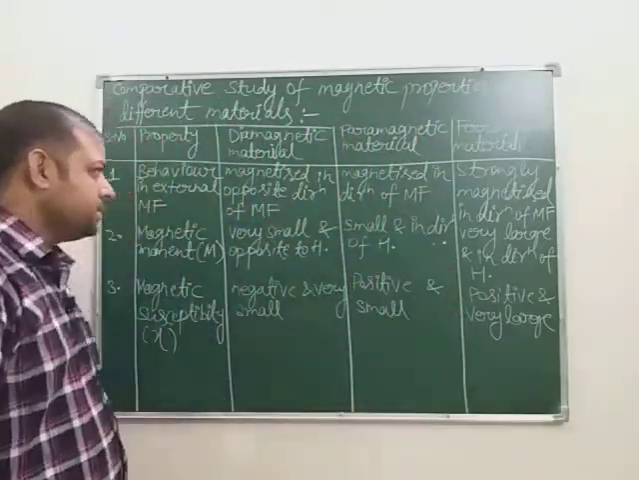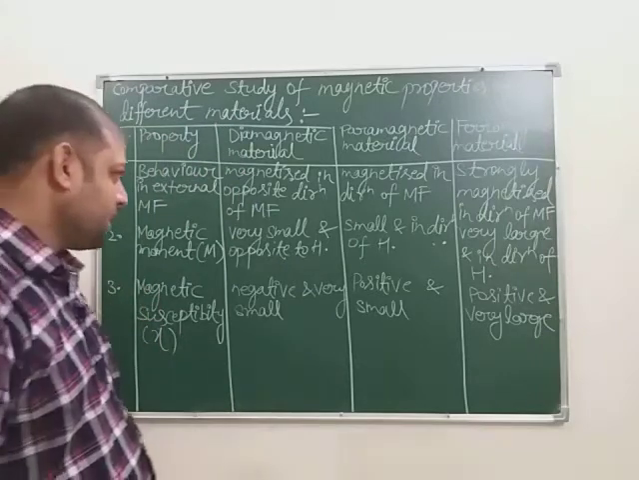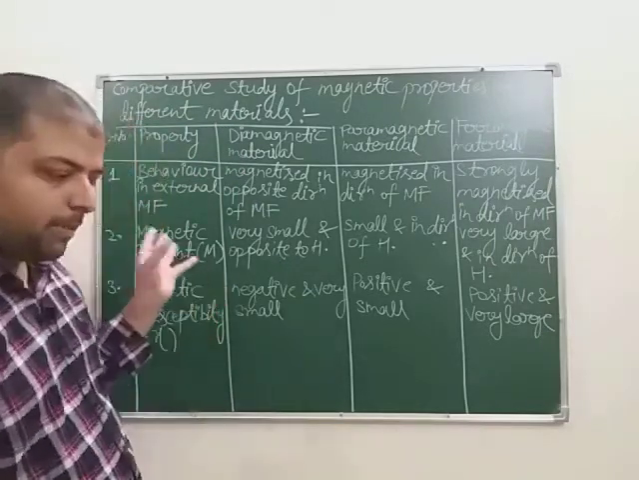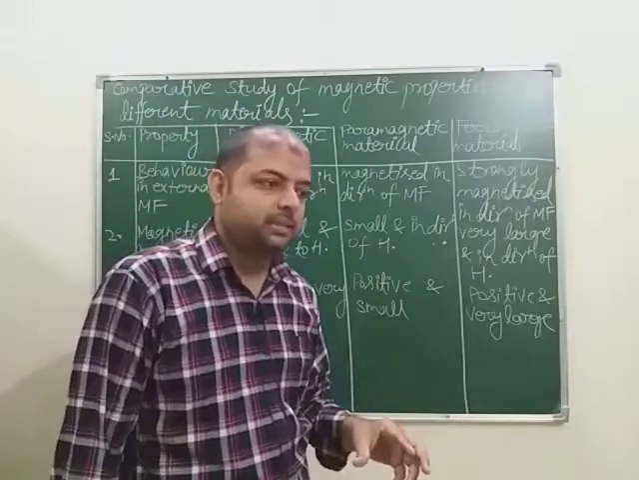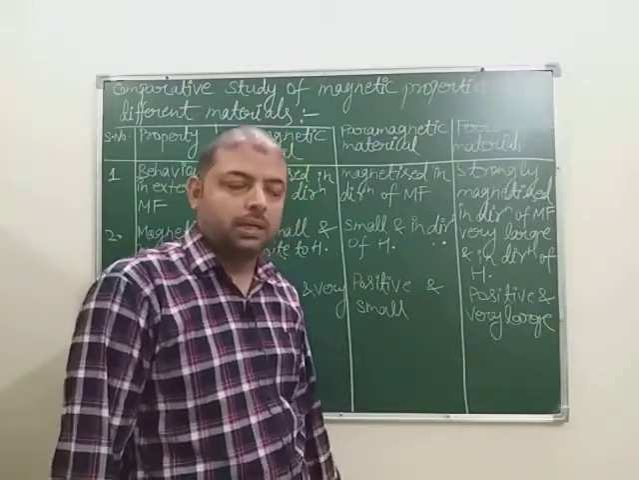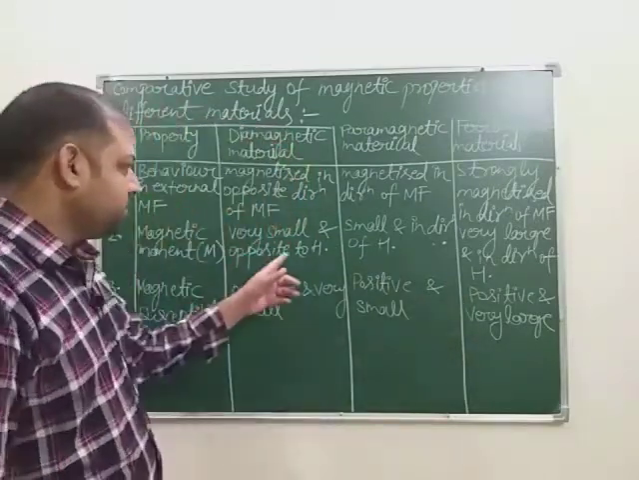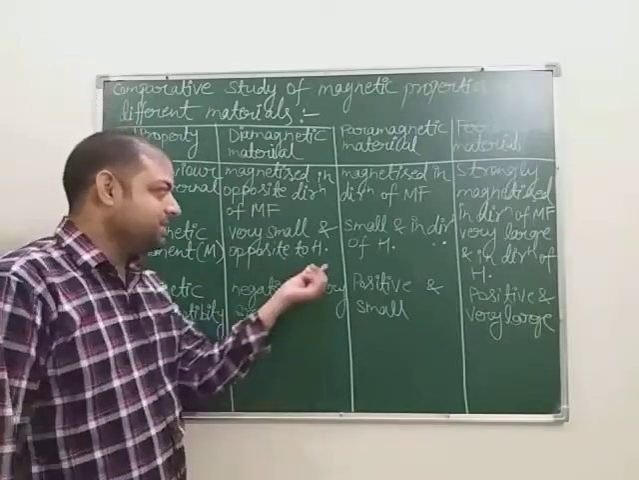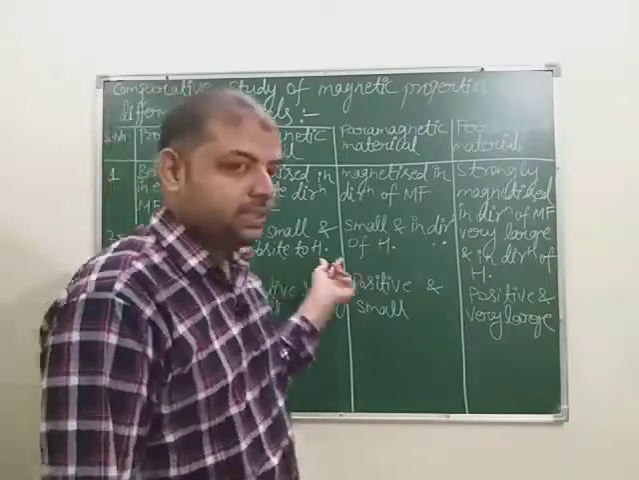Now come to the second point, magnetic moment. We know what the magnetic moment is. The multiplication of pole strength with the distance between the poles is called magnetic moment. Very small and opposite to H. H we know, we have already studied the hysteresis curve.